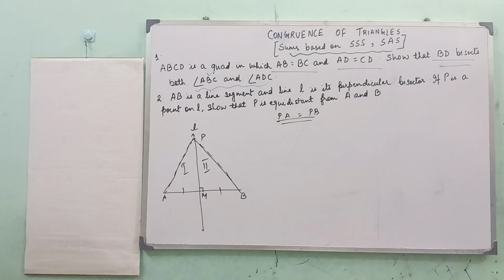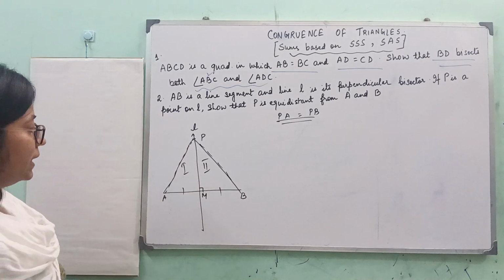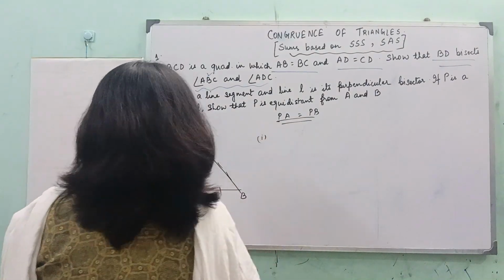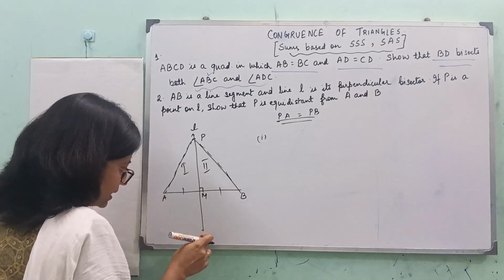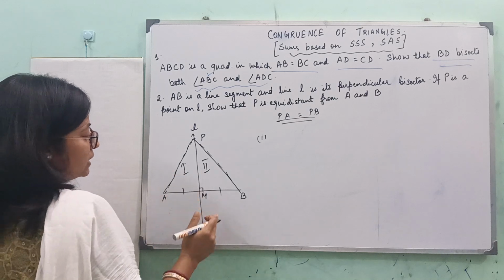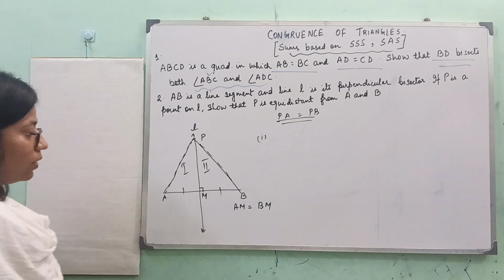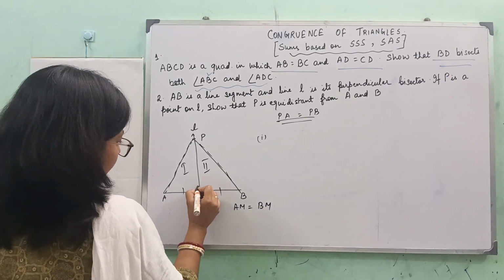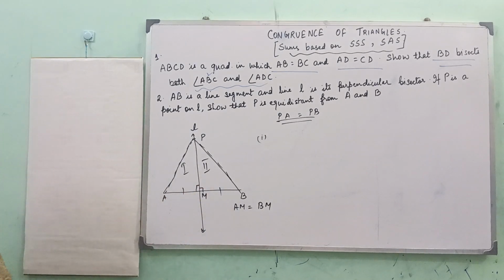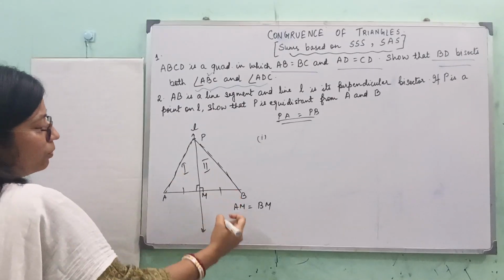So to prove this, we require certain things. What is the rule that we are going to use here to prove the congruence? First, because this line L is the perpendicular bisector, what are the things given to us? AM is equal to BM. Next, you see the 90 degrees. This is 90, this is 90, so we have one angle over here. Both are 90. And this MP or PM is common to both the triangles.